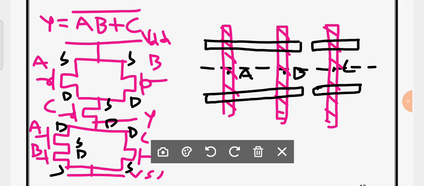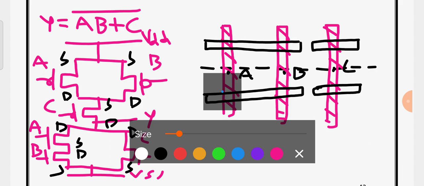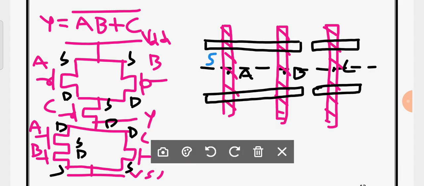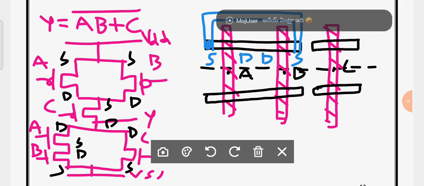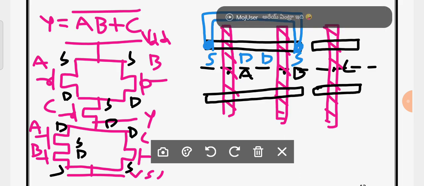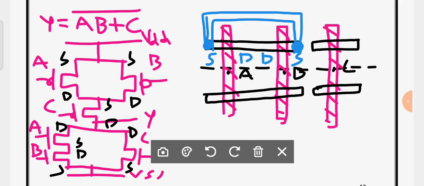Now you can observe that the source of A and B should be connected. Let it be source here, this side. I will use different color for that. Let it be source, then it becomes drain. Then let us assume drain, it becomes source. Therefore I am connecting the source to source. Then these two are joined with the help of contact, and therefore you have a metal here.